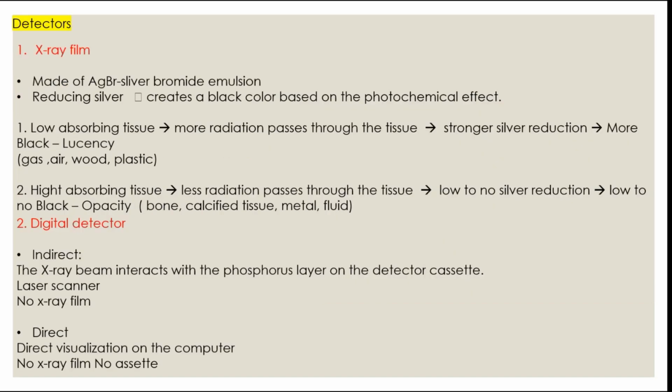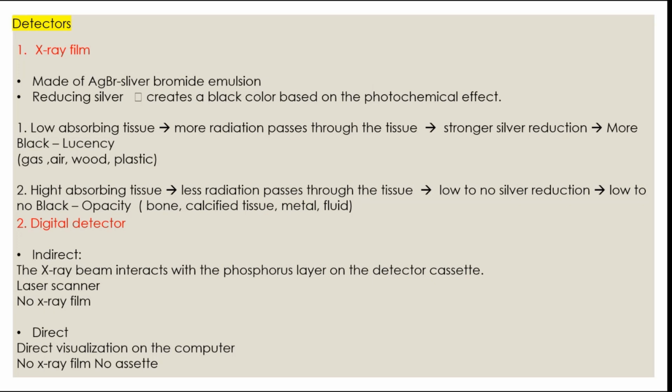Then we have detectors, which will detect the X-ray. We have X-ray film and digital detectors. The X-ray film is made of silver bromide, and this silver bromide will undergo reduction to create a black color based on a photochemical effect. I don't know if they explained it in class, or whether we should go deep into the photochemical effect, but I will talk a bit about it.